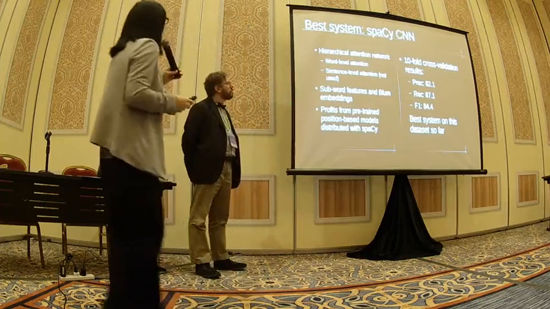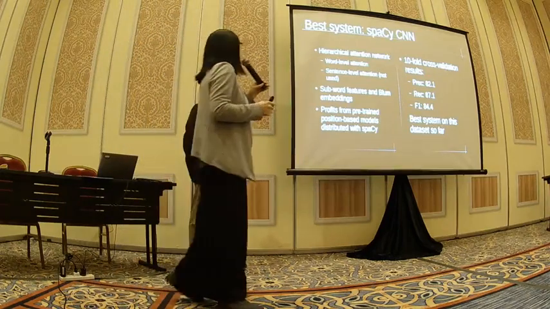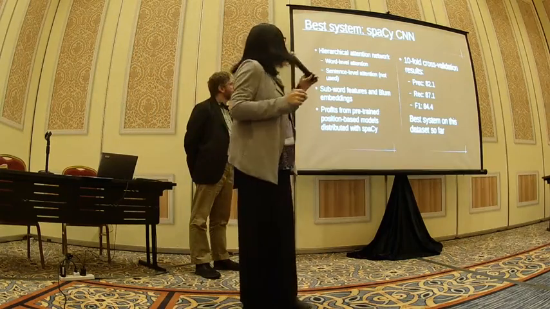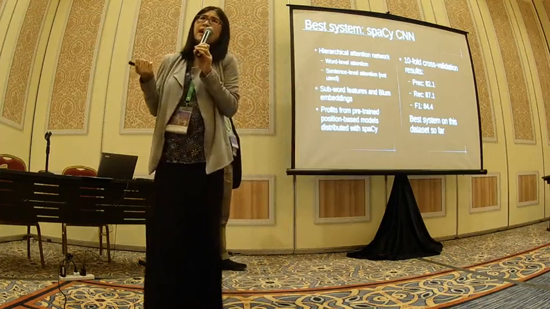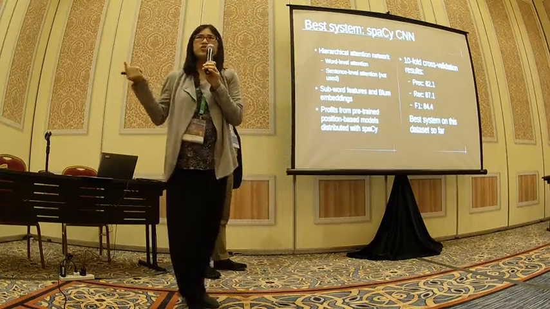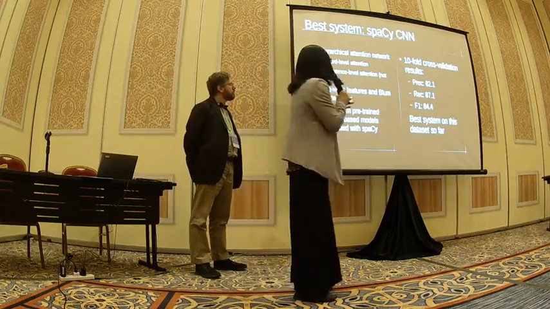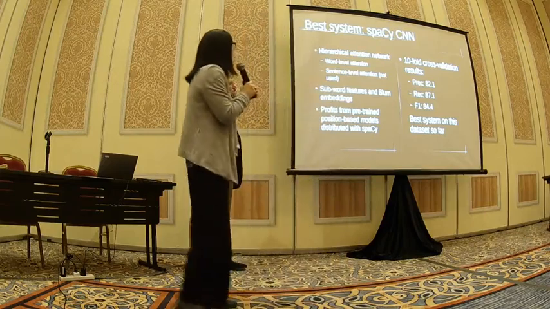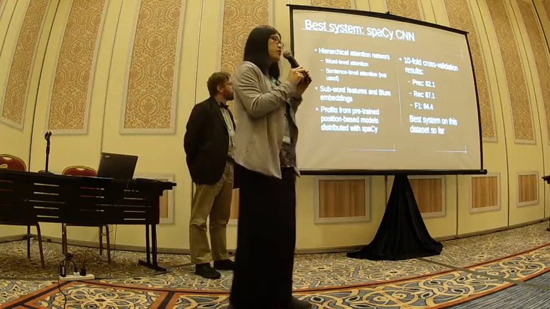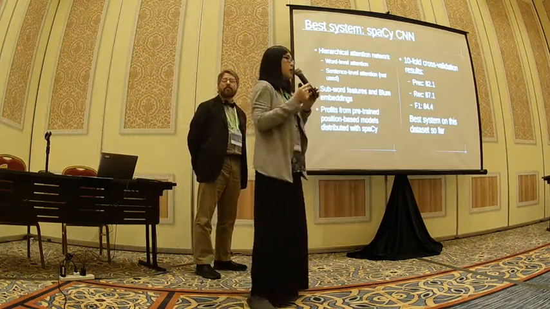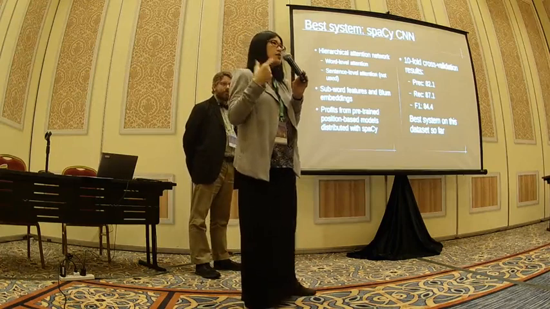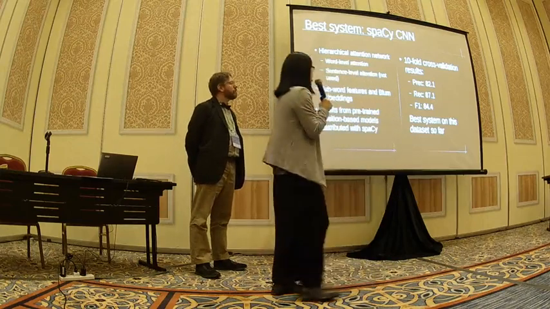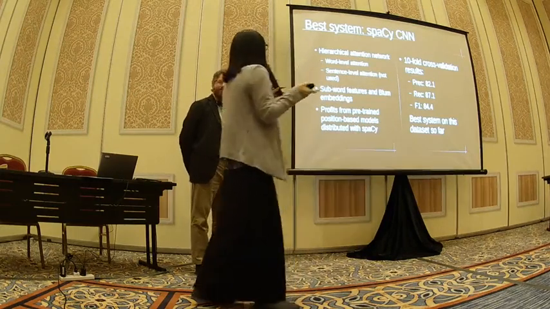In terms of the spaCy model, it's a CNN model. In terms of architecture, it uses a hierarchical attention network. From spaCy, it does have word level and sentence level attention, but because rationales are short pieces of text, really only the word level applies, since it's usually just one sentence. In terms of embeddings, the CNN provided by spaCy uses subword features as well as Bloom embeddings. This particular CNN also draws from pre-trained position-based vectors. Using this model on the set of training data I talked about earlier, we achieve a precision and recall all around 80%. This is the best system out of all the systems we tried.